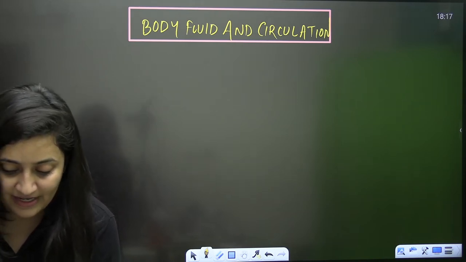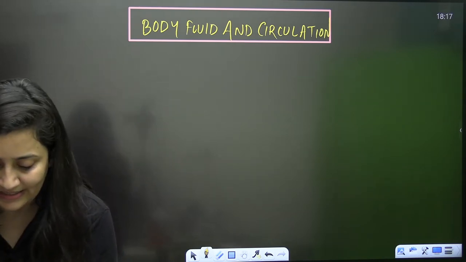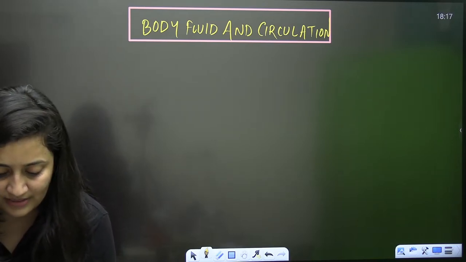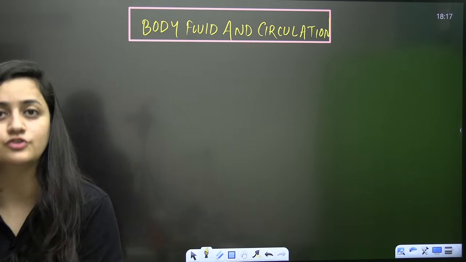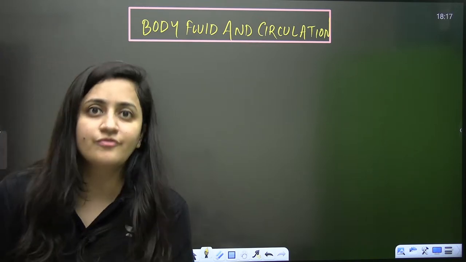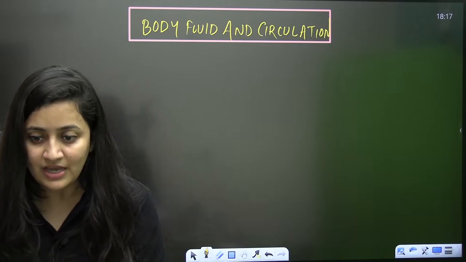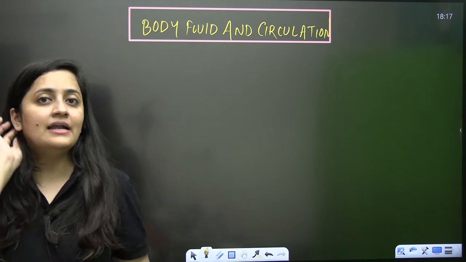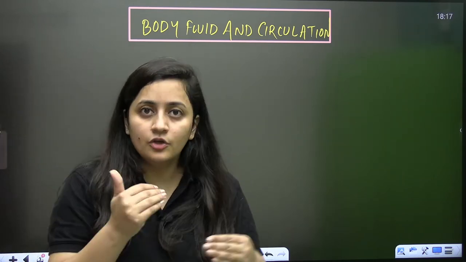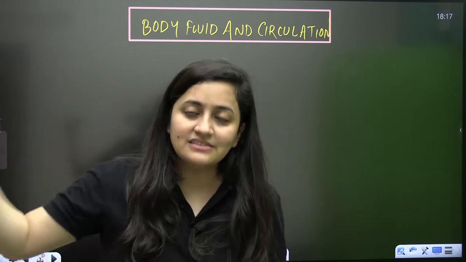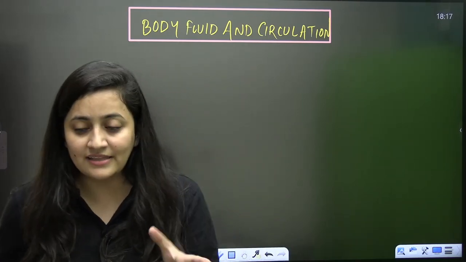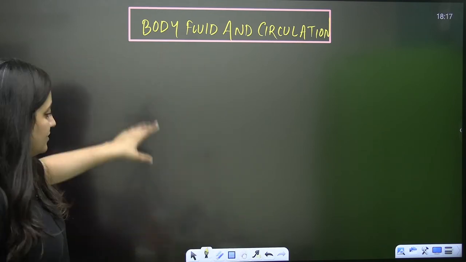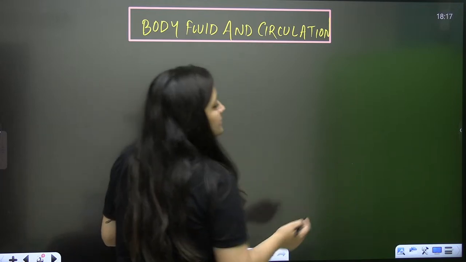We have already completed digestion and absorption, but now it is deleted. We have completed breathing and exchange of gases, and the next chapter that we are going to start is body fluid and circulation. So soon we will finish human physiology. As I said, I will increase the session duration and finish human physiology as soon as possible, so that we can start plant physiology. The topic is body fluid and circulation.